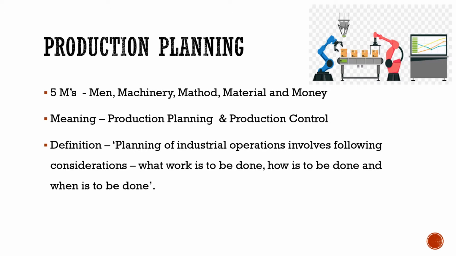Production planning means planning of industrial operations. It involves what work is to be done, how it is to be done, and when it is to be done. That means what type of work we have to do, how it is going to be done, and when. Everything related to planning of men, machinery, method, material, and money for the production, that is called production planning.